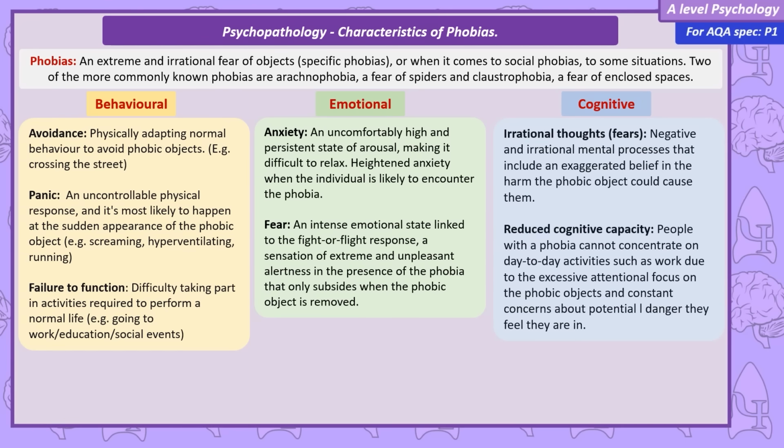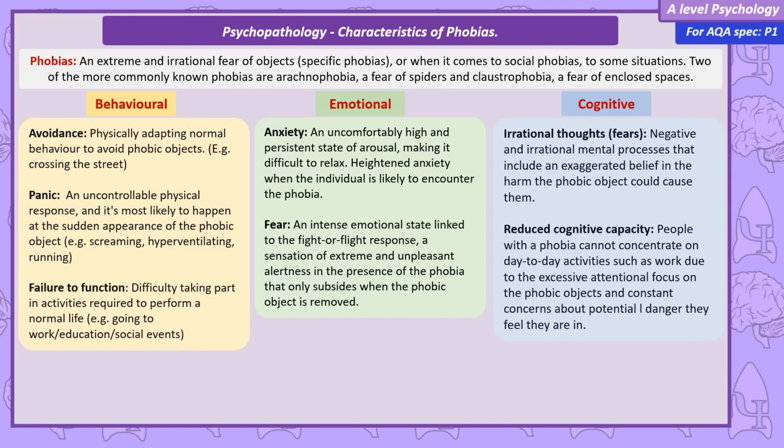Cognitive characteristics are thought processes. When it comes to phobias, this means irrational fears. Phobia sufferers have an exaggerated belief in the harm the phobic object could cause them. The vast majority of spiders are completely harmless to humans. But someone with a severe spider phobia is convinced even the smallest spider is a deadly threat. Someone with a social phobia is convinced that something wrong they say in a conversation might have long-lasting or even permanent implications to their social life.